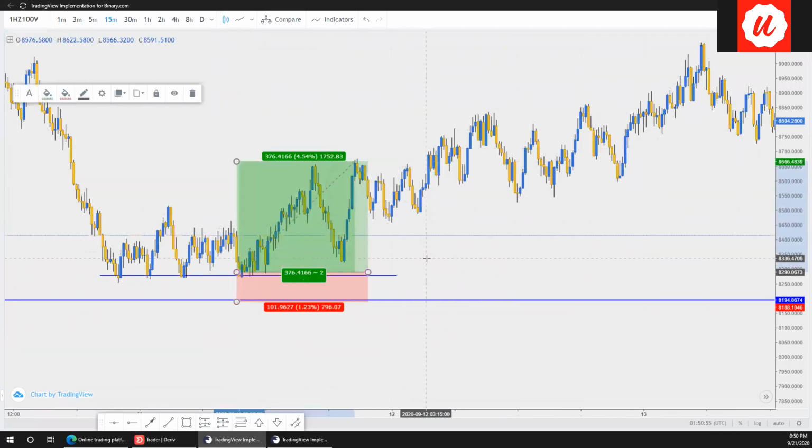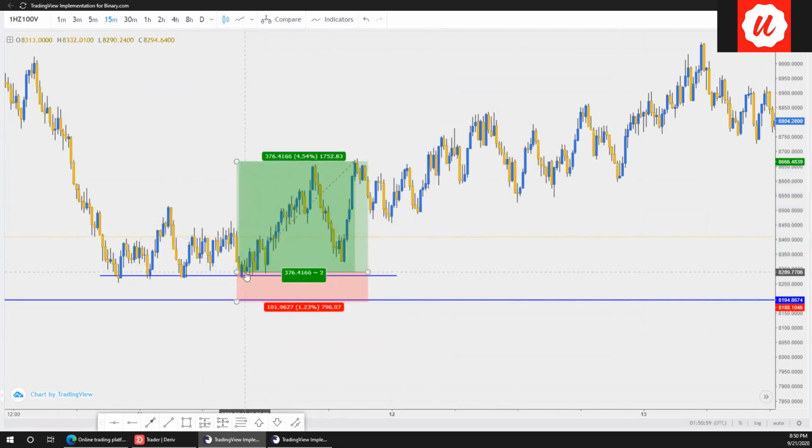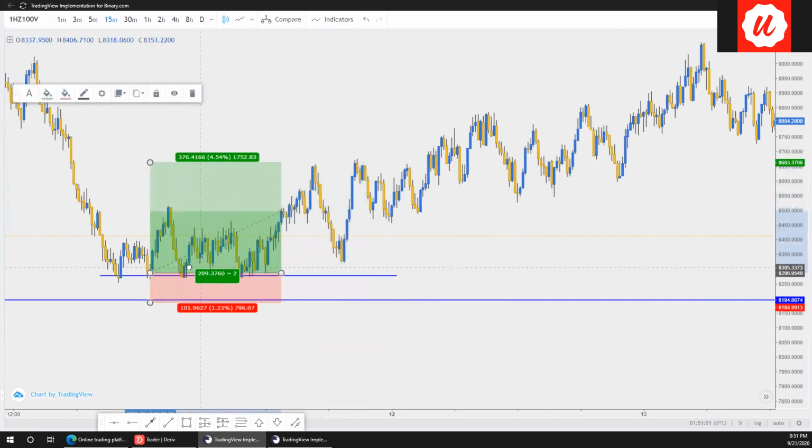But I think this was the first time I started to trade it. I made an entry somewhere over here, and then price eventually took me out at break even. Price took me out at break even.